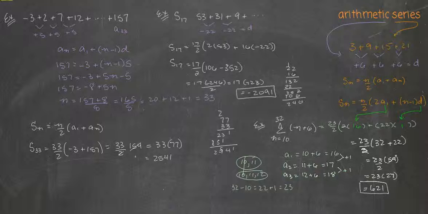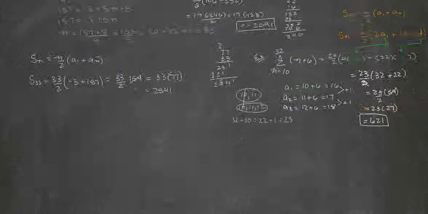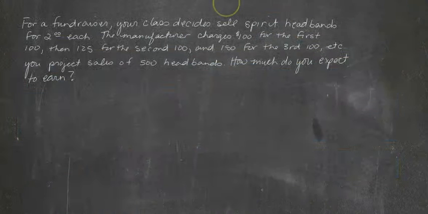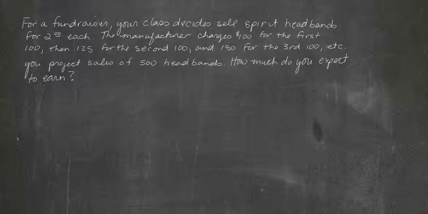Okay, so that's working with formulas to find the partial sums of arithmetic series. Now, let's do a word problem, because there's nothing as much fun as a word problem in maths. For a fundraiser, your class decides to sell spirit headbands for $2 each. The manufacturer charges $100 for the first 100, and then $125 for the second 100, $150 for the third 100, etc. So you project sales of 500 headbands.